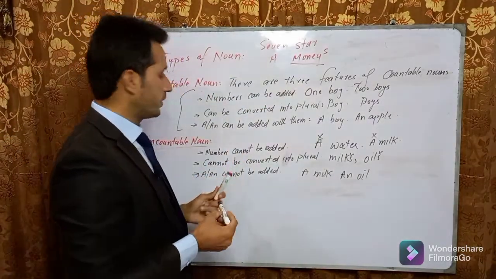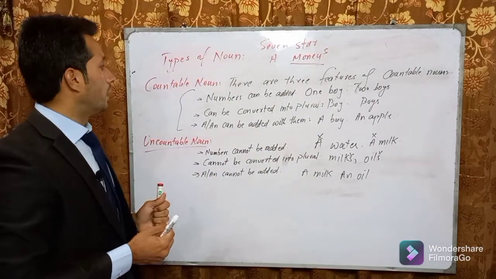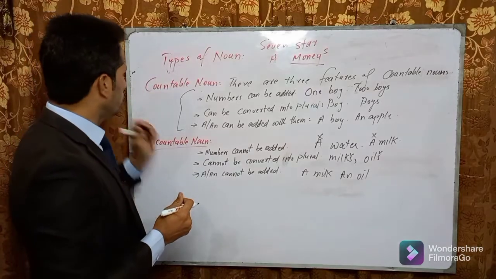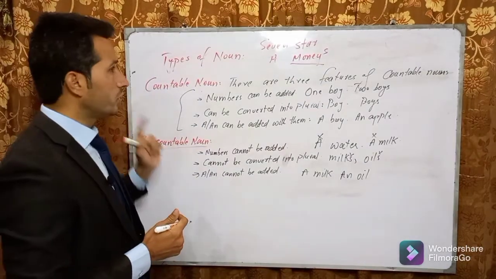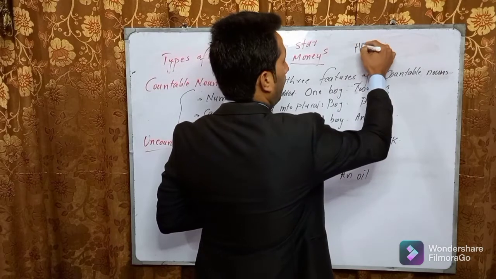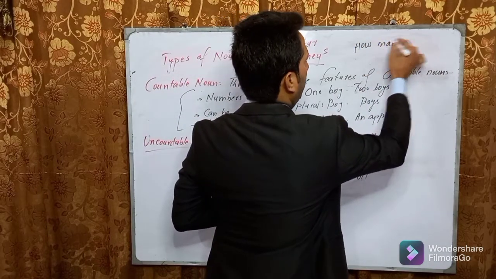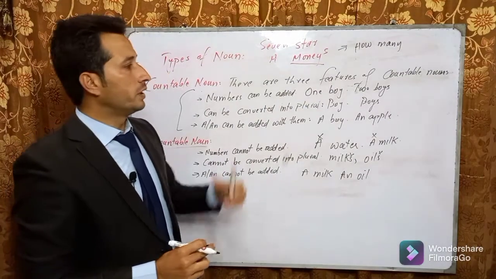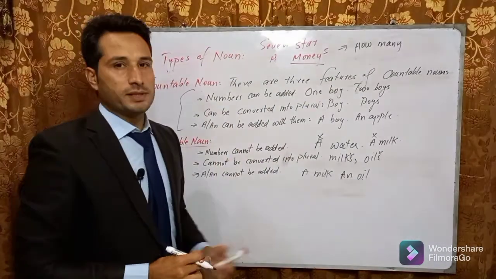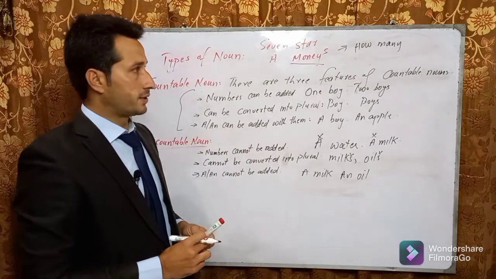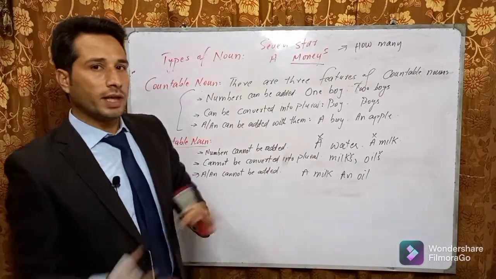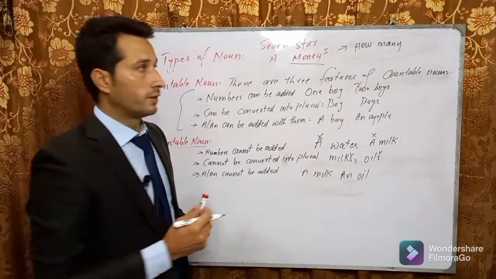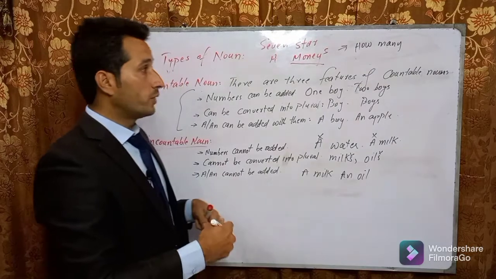Now there are certain other things which we have to remember about countable and uncountable. Normally, when we ask a question about countable noun, we use how many. How many boys are there? How many chairs are there? How many tables are there? How many rooms are there? Etc. And the answer can be in singular as well as in plural. For example, there are 10 boys, there is 1 boy. So the answer can be singular as well as plural.